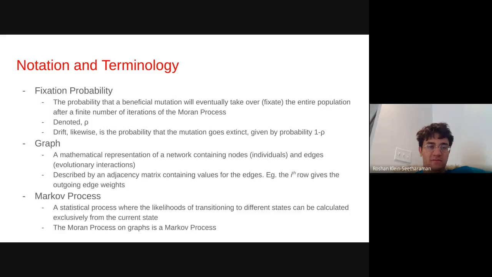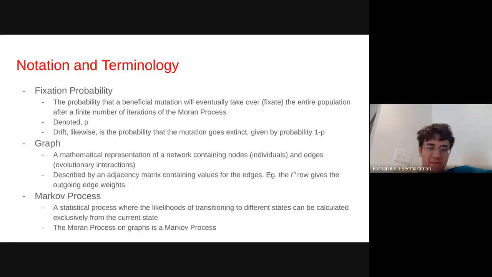And this is denoted as rho. And as Jacob mentioned earlier, the probability that this doesn't occur is 1 minus rho. So either the population fixates or it's called drifts, in which case the mutation goes extinct.